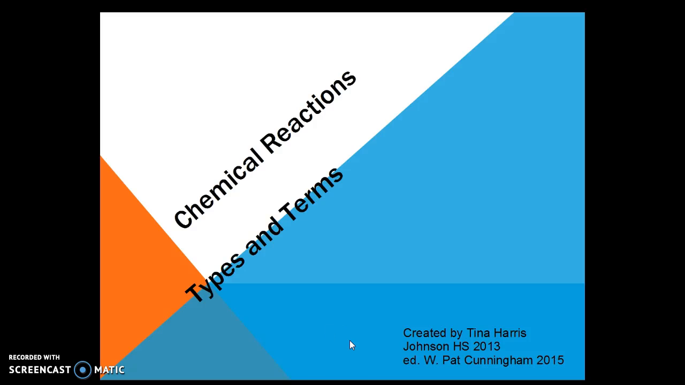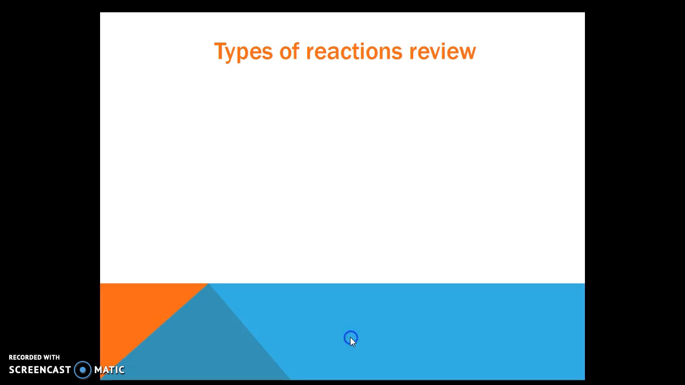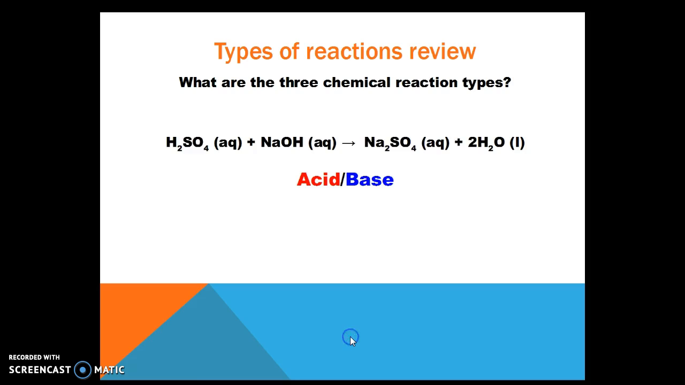Let's discuss the types and terms connected with chemical reactions. First, let's review the types of chemical reactions. There are three chemical reaction types plus simple decomposition. First, sulfuric acid reacting with sodium hydroxide to form sodium sulfate, a salt, and water is an acid-base reaction.